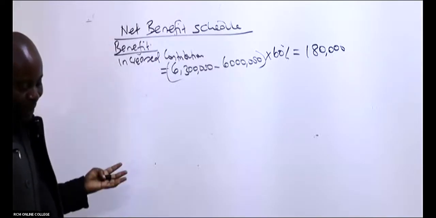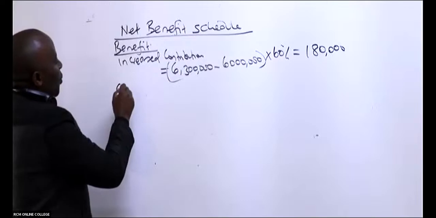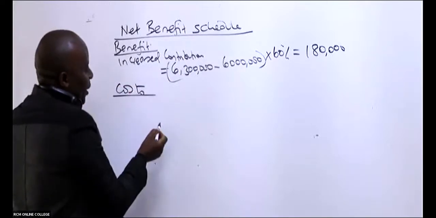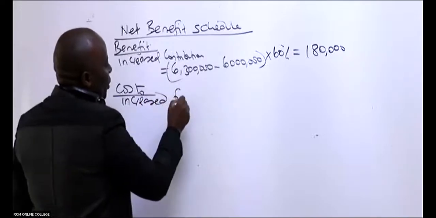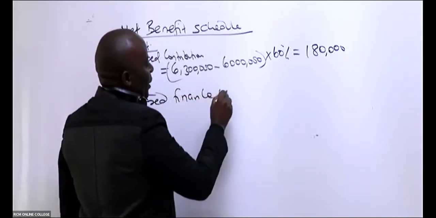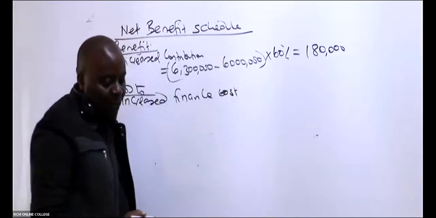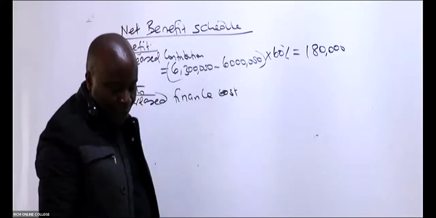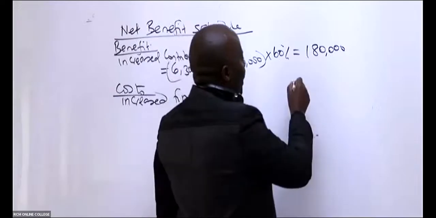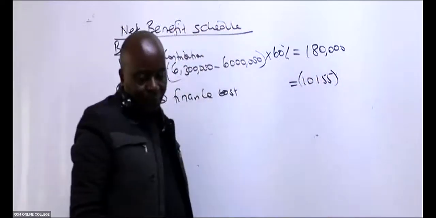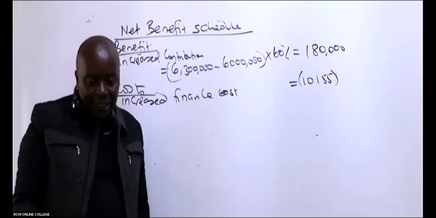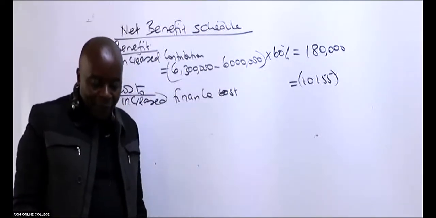So we go to costs. So costs, we can see one disadvantage. The increased finance cost, the interest. And you guys gave me a figure, if I remember very well, of 10,155, isn't it? Yeah, 10,155.